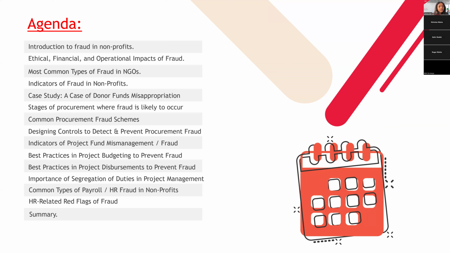Then we'll talk about a case study of a donor fund misappropriation, and then stages of procurement where fraud is likely to occur, common procurement fraud schemes, designing controls to detect and prevent procurement fraud, indicators of project fund management fraud, best practices in project budgeting to prevent fraud, best practices in project disbursement to prevent fraud, importance of segregation of duties in project management, common types of payroll or HR fraud in nonprofits, and HR-related red flags of fraud.